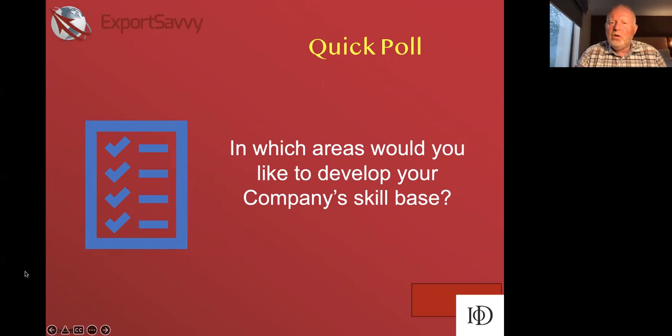Okay, so another quick poll then, just to keep us on our toes. In which areas would you like to develop your company's skill base?